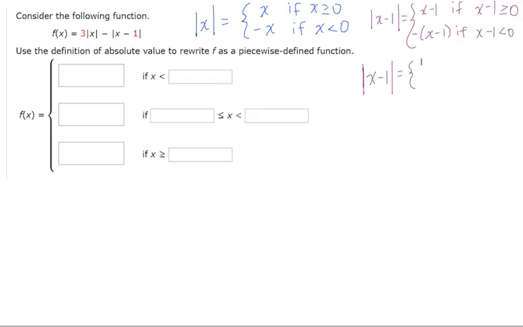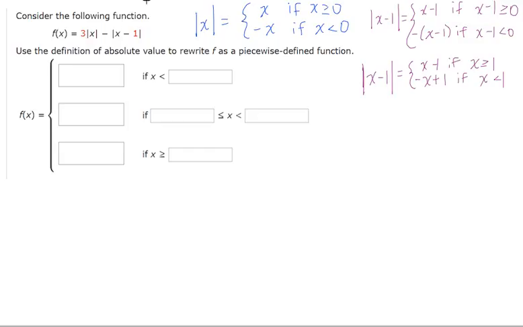All right, so it equals x minus 1 if, since it's more typical to solve such an inequality for x, let's say if x is greater than or equal to 1, and it equals, if we simplify this a little bit, negative x plus 1 if x is less than 1. Okay, so now we are ready to combine these two definitions of the absolute values, absolute value of x and absolute value of x minus 1, so that we can write the entire function f of x as a piecewise defined function.